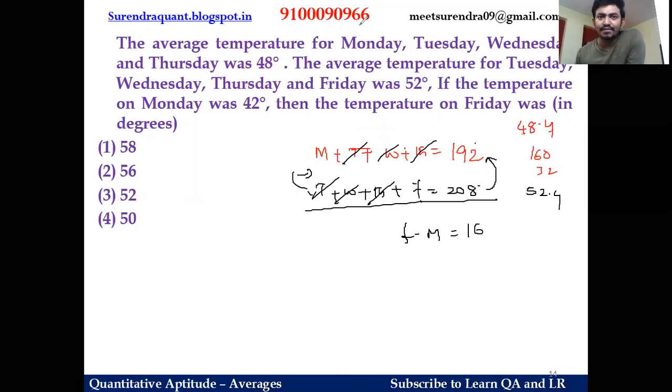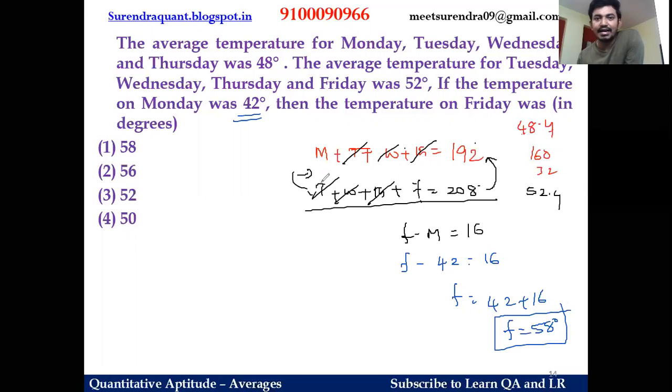Now, what is the observation? It is given that the temperature on Monday is 42. If Monday is 42, and this difference is 16, what is Friday then? 42 plus 16, 58 degrees. So the temperature on Friday is 58 degrees. And this is also a very frequently occurring question in most of the entrance exams. In this way, you can have some complex word problems.